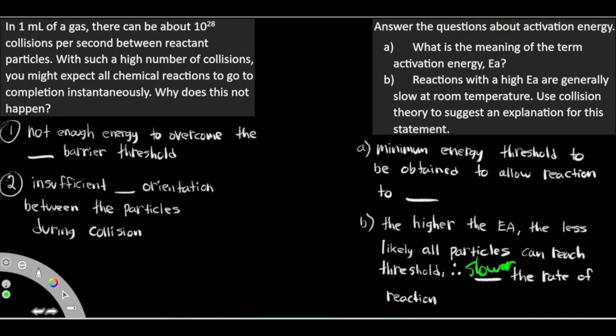For A, what is the meaning of the term EA? It's the minimum threshold to be obtained to allow a reaction to proceed. Next here we have 10 to the 28 collisions. How come they don't react and complete instantaneously or spontaneously very easily? Well, even though there are many collisions, number 1, maybe there's not enough energy to overcome that EA activation barrier threshold, or there's an insufficient amount of geometric orientation so that the particles align well with one another. Both of these need to be met in order for an actual reaction to occur.